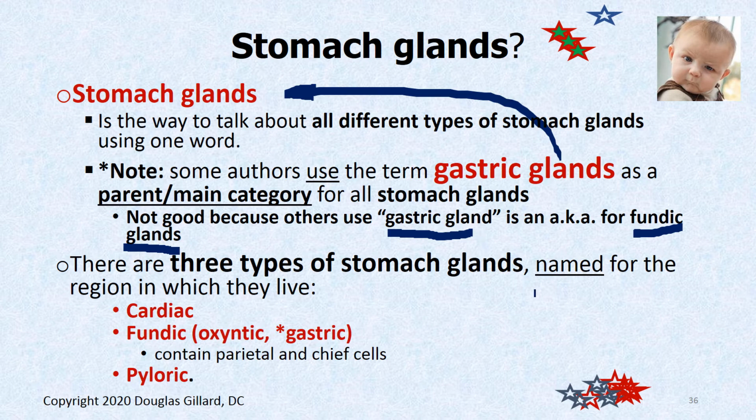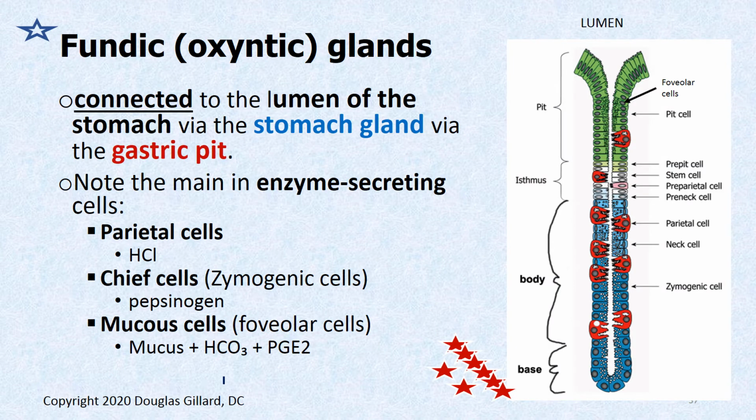There are three types of stomach glands, named by the area they live in. We already said this. Cardiac glands, really boring. Fundic glands are the star of the show, aka oxyntic glands, and rarely, a dumb aka, gastric glands. So watch out for that one. They contain the parietal and chief cells. Pyloric glands contain the G cells, which we'll get to when the time comes.